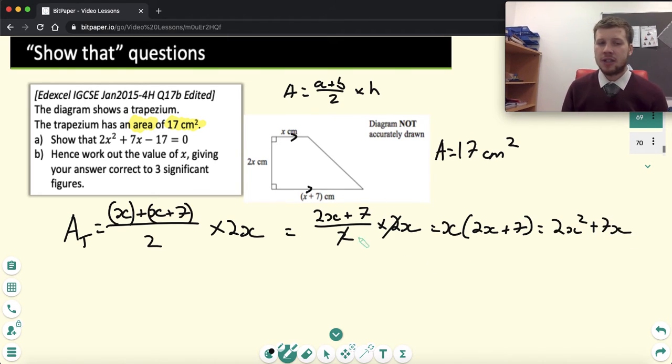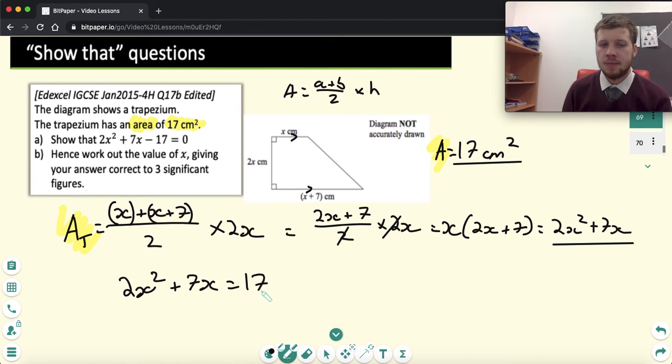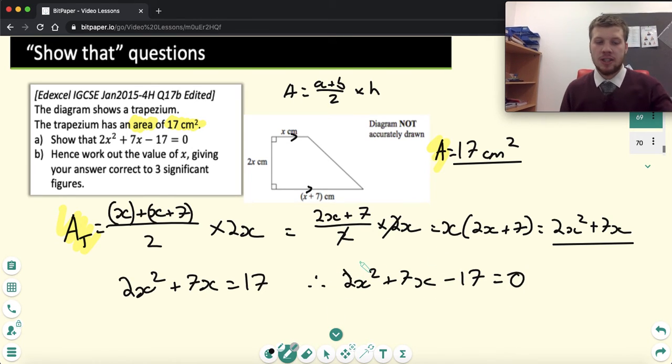But now thinking about my scenario, I have two formulas for the area of a trapezium. I have got that the area is 17x and the area is 2x squared plus 7x, so therefore they must be equal to each other. So 2x squared plus 7x must be equal to 17x. So if I take away 17x, I get 2x squared plus 7x take away 17x equals 0, and hopefully this is what they wanted me to get. So this is my final stage for the show-that question, and that'll be worth 4 marks.